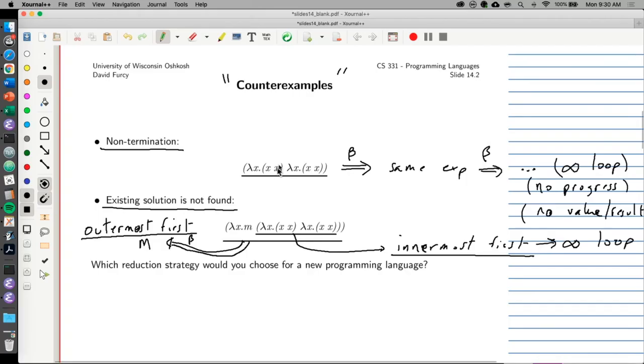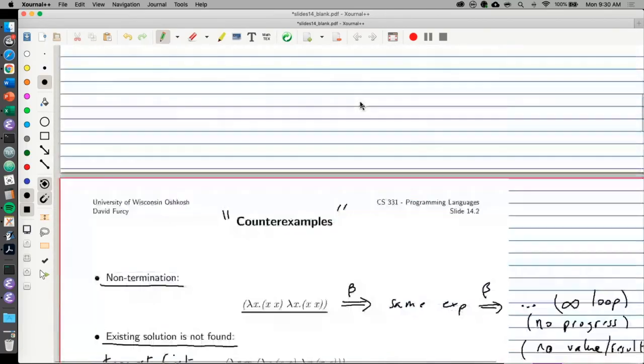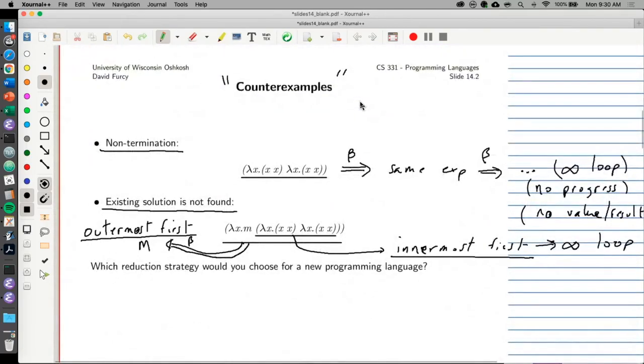Notice here, by the way, both strategies will give you an infinite loop. Because since there's only one beta redex, it's both an innermost and an outermost. So there's only one way you can do this one. And the two strategies end up with the same behavior, which is an infinite loop. So again, the theorem just says if the strategies terminate, then they'll give you the same answer. That's all it says. But it is still a useful theorem. It tells you there will never be two different answers for the same program, which is good.